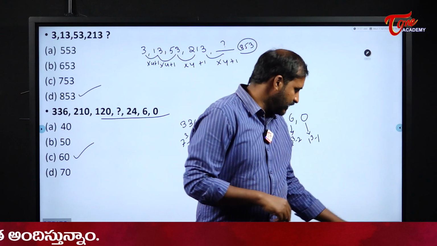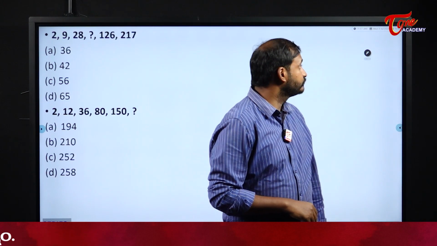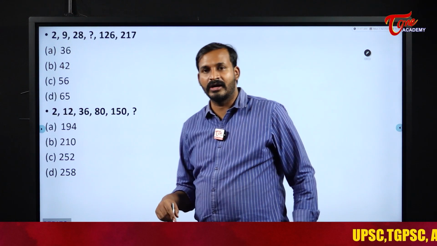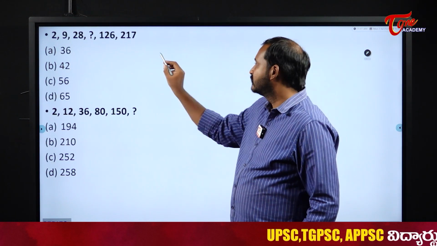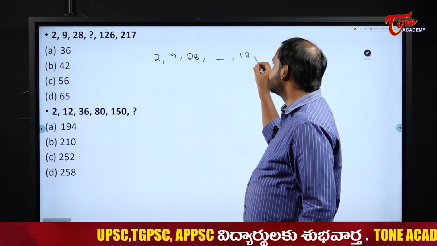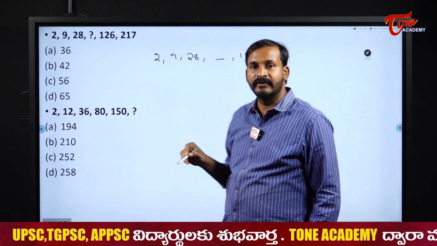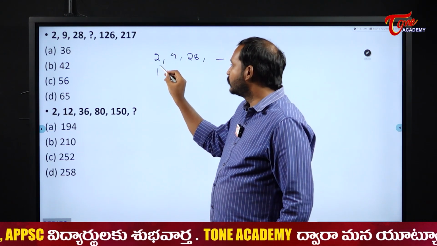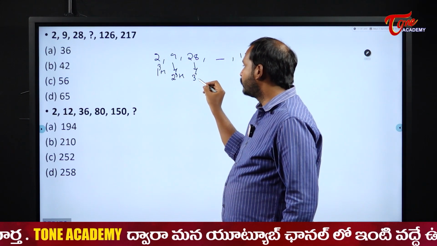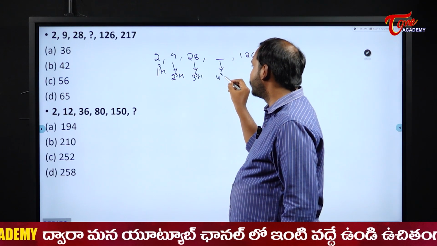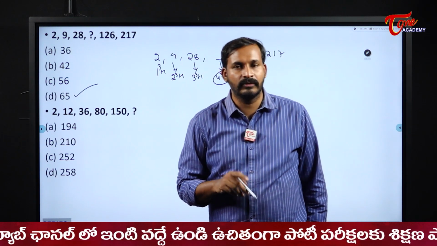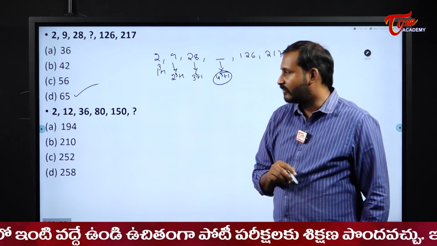Okay. Next one. 2, 9, 28, 126, 217. What are these numbers, students? What are these? 2, 9, 28. Just now we have seen 126, 217. What are these? Perfect cubes plus 1. 1 cube plus 1, 2 cube plus 1, 3 cube plus 1. So my answer here should be 4 cube plus 1. It becomes what? 4 cube is 64, plus 1 it becomes 65. Our answer here becomes 65.